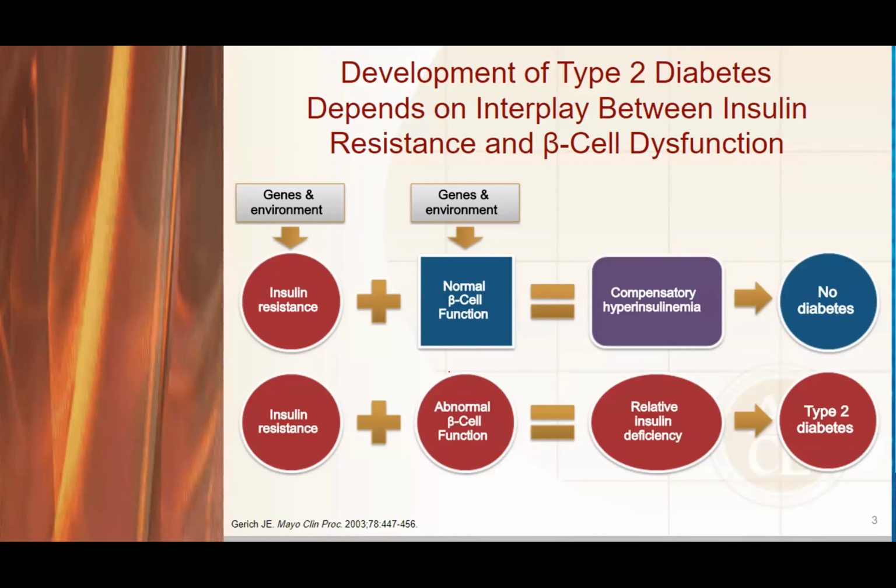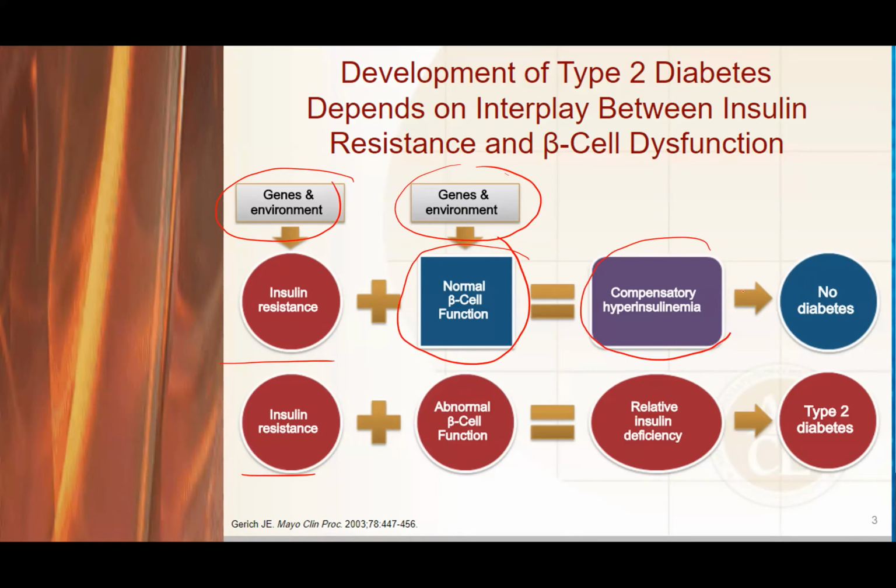Now, this is genetics as well as environment. Both are involved here, and you have insulin resistance under the genetics as well as the environment. Genetics and environment trigger the normal beta cell function, compensatory hyperinsulinemia, and no diabetes. Suppose there is an abnormal beta cell function coupled with insulin resistance, that leads to relative insulin deficiency, which is called type 2 diabetes. And the balance is what makes a non-diabetic person into a diabetic or pre-diabetic. What are the factors? Genetic factors, environmental factors, beta cell factors. All three are important.